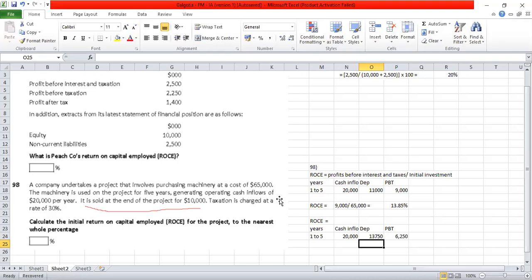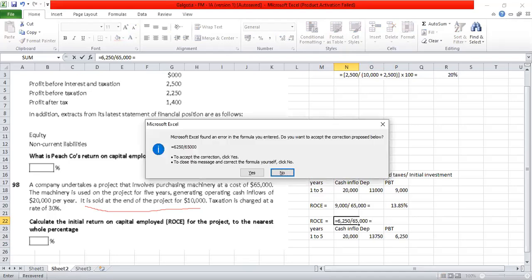So here in this case ROCE would be the profit before tax, 6,250, divided by 65,000. So this is also correct. Both of them are valid and accepted.